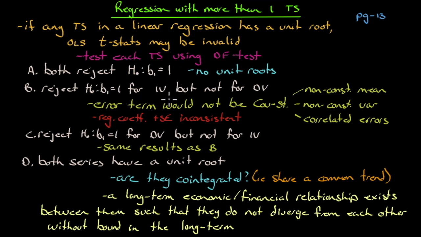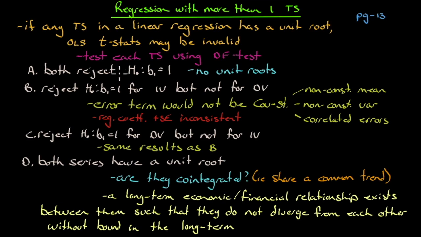So far we can see that the best one is no unit roots. If one of them, and only one of them, has a unit root and the other one doesn't, we've got a problem. D, both series have a unit root. Now you would think that that's a real problem, but it's not. It can be, but it doesn't necessarily have to be. We then have to ask the question, are they co-integrated? Well, what does that mean? It means they share a common trend. A long-term economic or financial relationship exists between them such that they do not diverge from each other without bound in the long term. If they are co-integrated, we're good to go. If they're not, we have a problem.